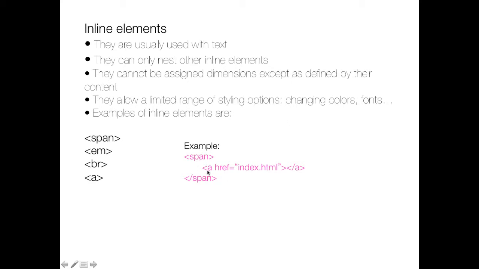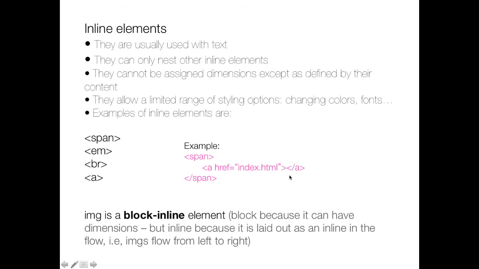So remember that the A is the element, and then there's a space, and then comes the attribute. The attribute in this case is href. We'll discuss attributes in the coming slides, but just to define what this line of code is saying, A is the element, space, attribute equals a value between quotation marks, and then we close the A element with the forward slash.